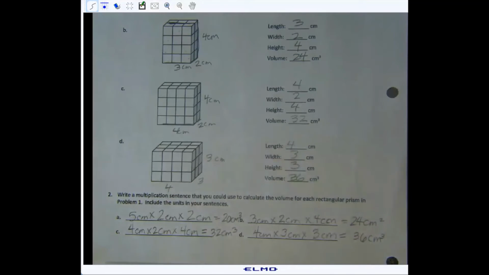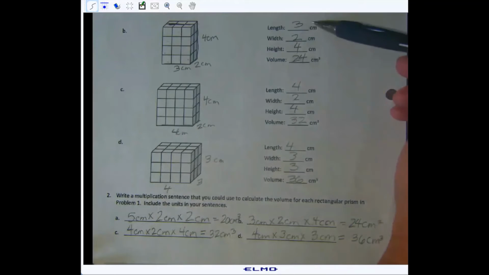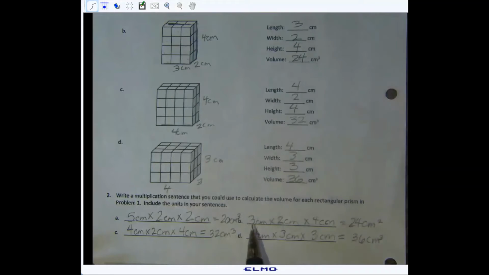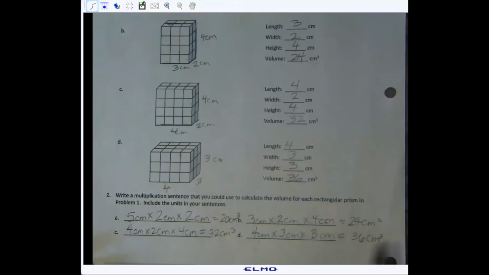So anyway, that's A. B would be, here are the numbers, 3 times 2 times 4, 3 centimeters times 2 centimeters times 4 centimeters. That equals 24, and so on. I think you guys probably can catch on to that.